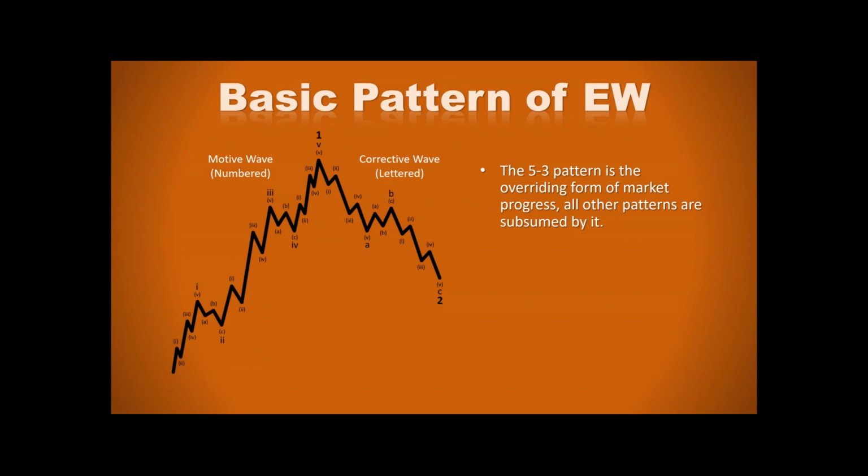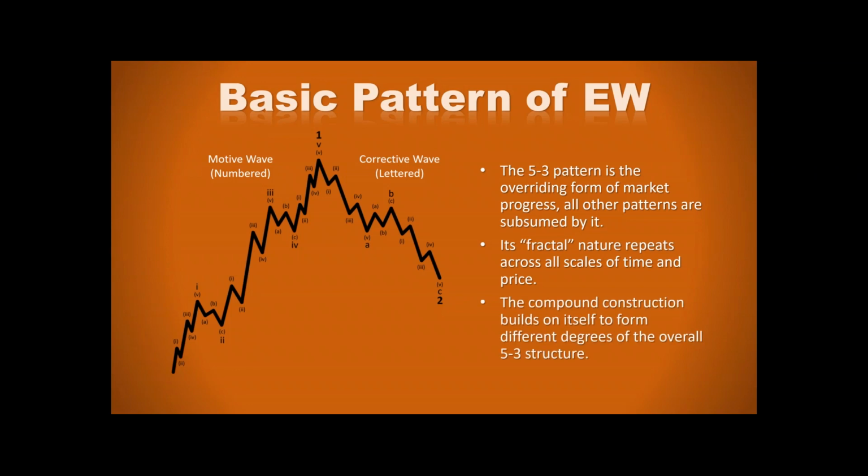All other patterns are subsumed by it. The fractal nature, which I just spoke of, repeats across all scales of time and price. And the compound construction builds on itself to form different degrees of the overall 5-3 structure. So again, you can see that if we were to zoom out and let this progress further, this larger 1-2 here could be the same as this 1-2 right here, and unfold in a wave 3 next, and then a 4th and 5th to be followed by that.